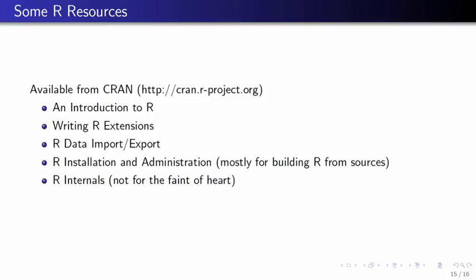The R Data Import and Export manual is useful for getting data into R in the various different ways. The R Installation and Administration manual is most useful if you want to build R from the source code, and I'll talk about that in another video. And then the R Internals manual is a really technical document for how R is designed, how R is implemented at a very low level, and it's not really for the faint of heart. But if you're the kind of person who wants to know how R works at a very, very low level, this is the document for you.